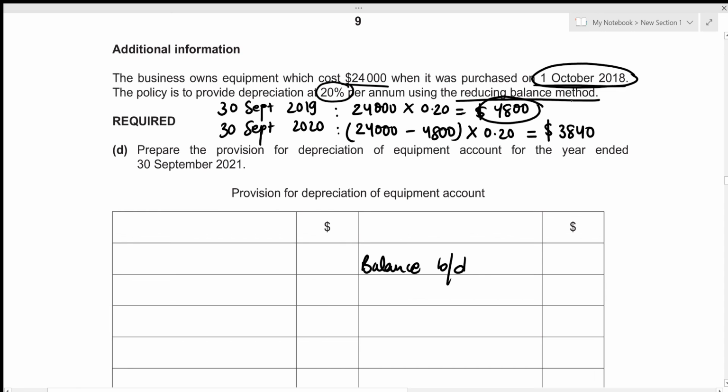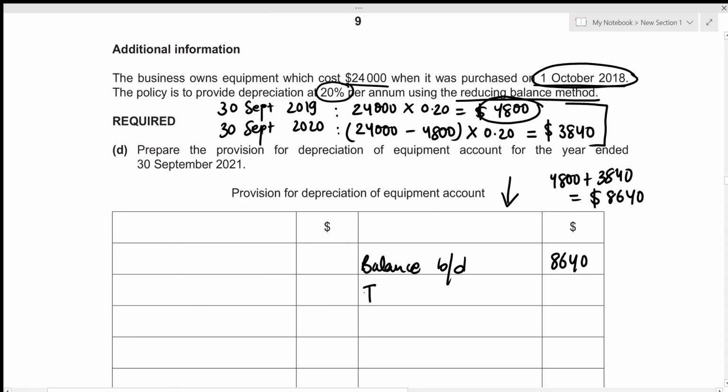Okay. Now this will be the total provision for depreciation to be recorded as an opening balance in our provision for depreciation of equipment account. So that's 4,800 plus 3,840, which gives the total provision for depreciation to be 8,640. Let's record it.